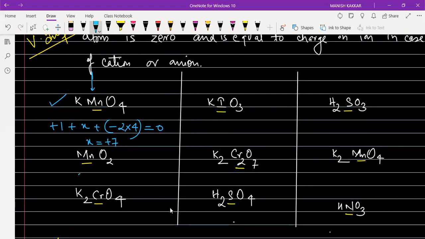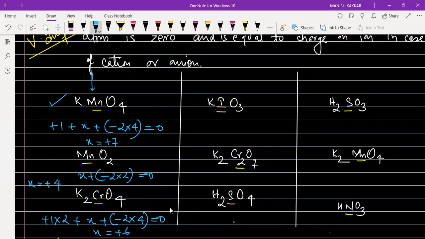MnO2 के लिए निकालेंगे तो Mn का ऑक्सीडेशन नंबर x मान लेते हैं, ऑक्सीजन के 2 एटम हैं, तो I will say the total charge is like this, तो x equal to +4 in this case, ठीक है। K2CrO4 is +1 into 2, chromium पे charge x, -2 into 4 because 4 oxygen atoms are there, so chromium is present in +6 oxidation state.